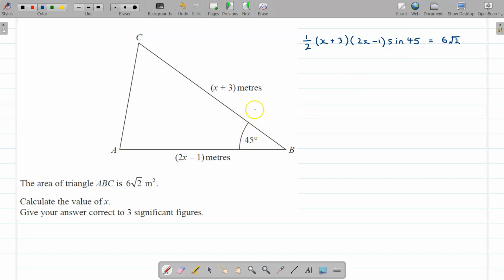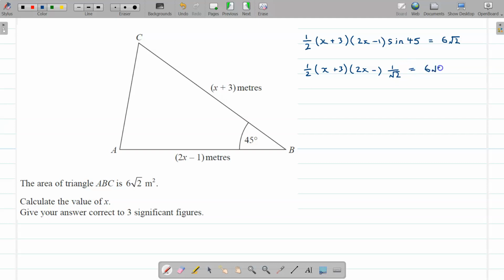So I'm going to double everything to get rid of the 2, and I'm also going to write the sine 45 as 1/√2. But this is a calculator paper, so you could easily find that for yourself. So I'm just going to first of all write it like that. It's a half of x plus 3 times 2x minus 1 times 1/√2, and that's going to give me 6√2.